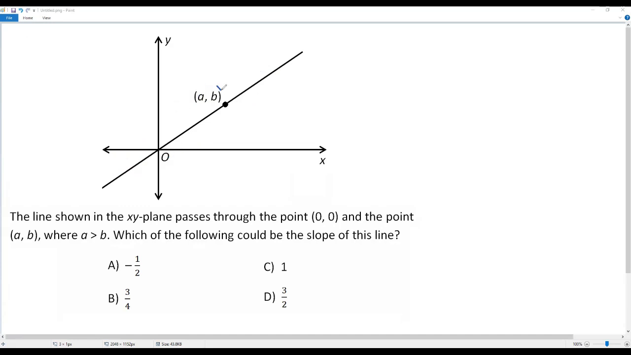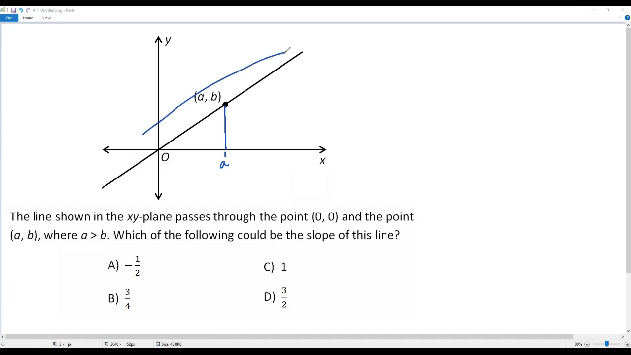And we have a point (a, b) on the line. Since this point is in the first quadrant, both the x coordinate a and the y coordinate b must be positive, and also the x coordinate a is greater than the y coordinate b. Now let me draw a vertical line from this point (a, b) to the x-axis, and we have the value a on the x-axis because the x coordinate is a.